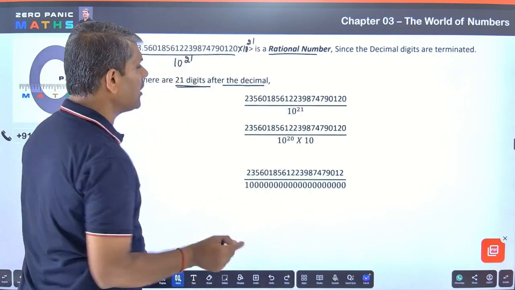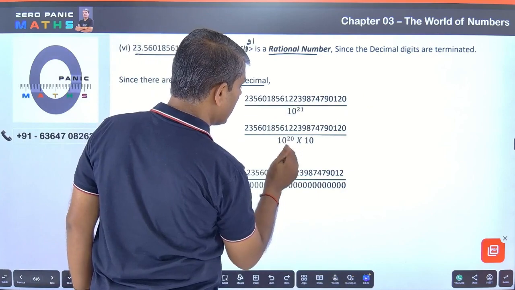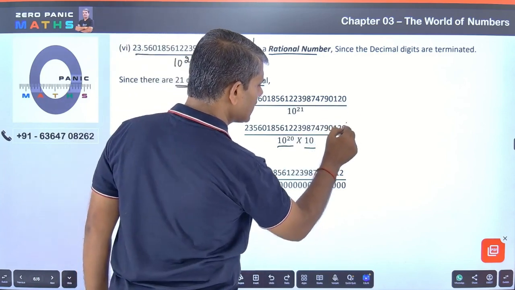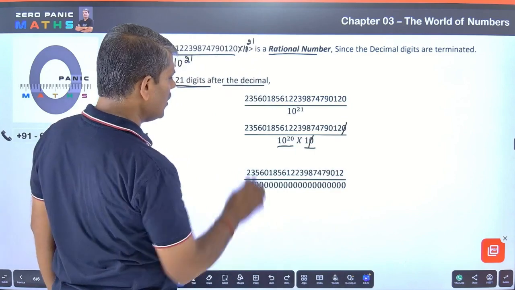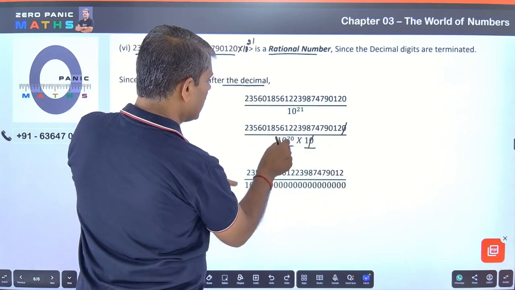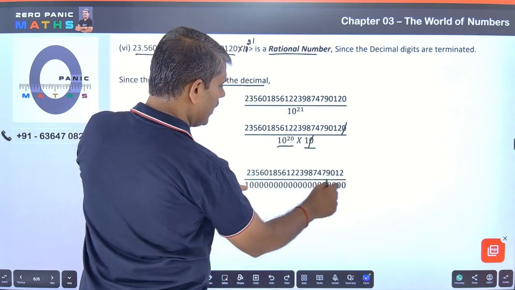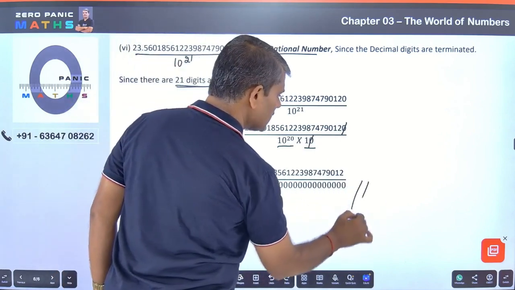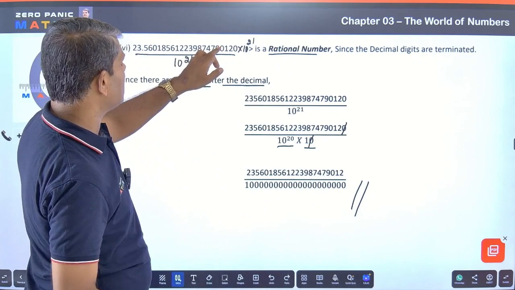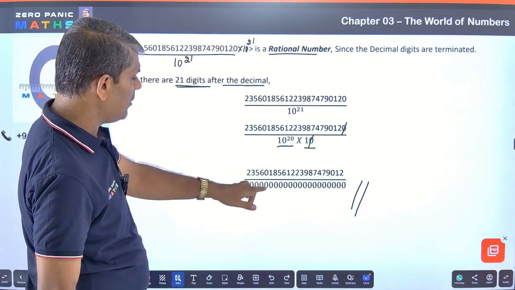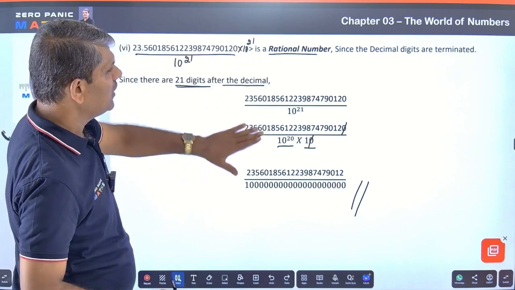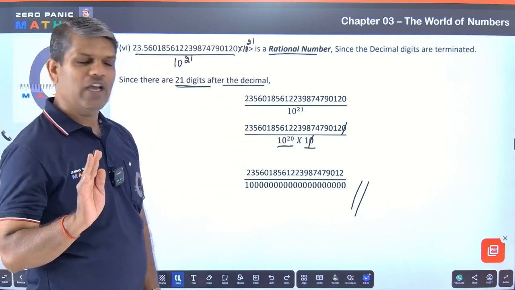See, one small step I am doing here. I am writing 10 to the power of 21 as 10 to the power of 20 multiplied by 10, because I want to cancel the last 0 with this 0. So it is left with this value up to 12 digits, and 10 to the power of 20, which is 1 followed by 20 zeros. This is the answer to the last question. So representing this terminating decimal in p by q format is this. Understood? If you want to resolve this, you have to do it in this way only. Hope you understood this.